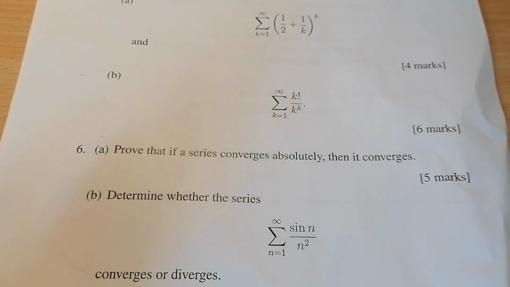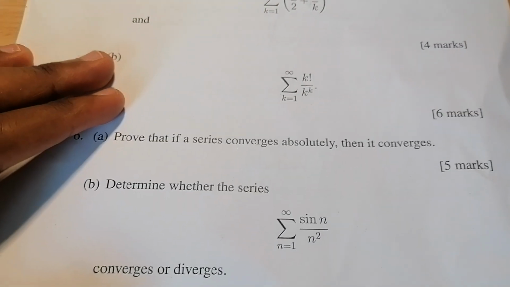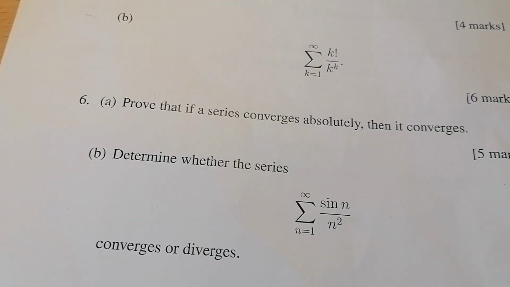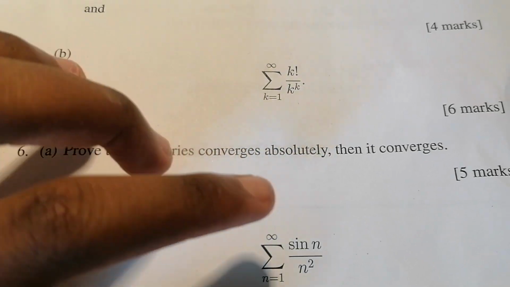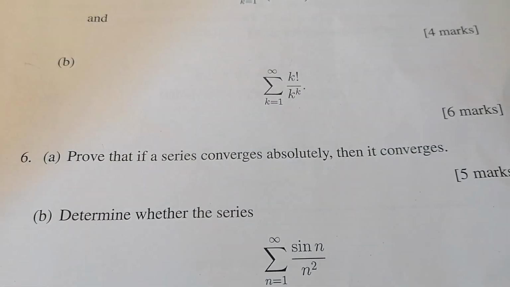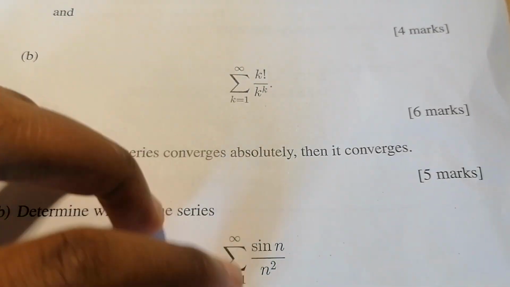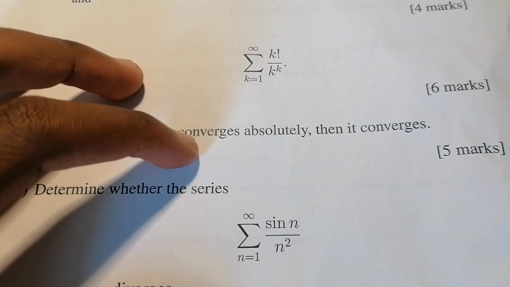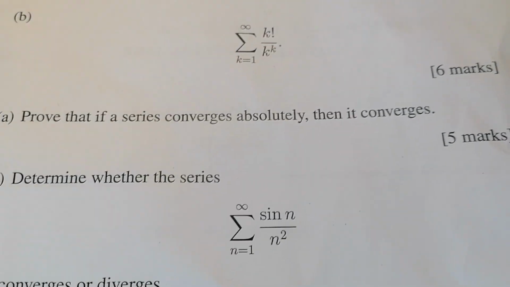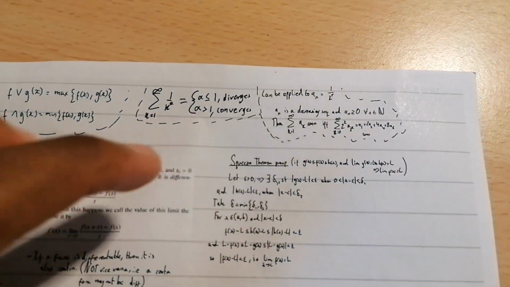Now, 6b. This one I was actually quite happy with because it reminded me of a harmonic series in the sense that the max value of sine n is 1. So this here has an upper bound of 1 over n squared. And for a harmonic series, if the power, where is it? Where did I write it? Okay, hold on. Okay, yeah, there it is.